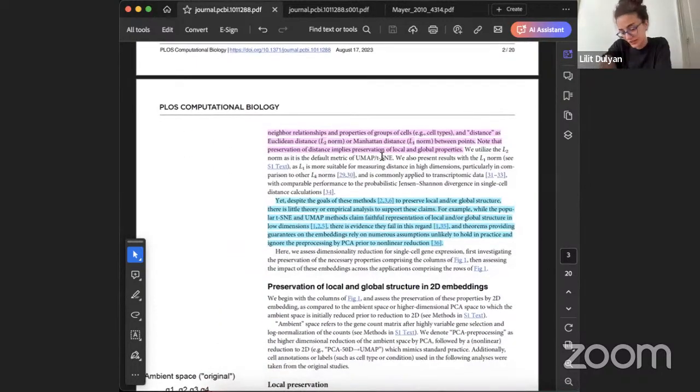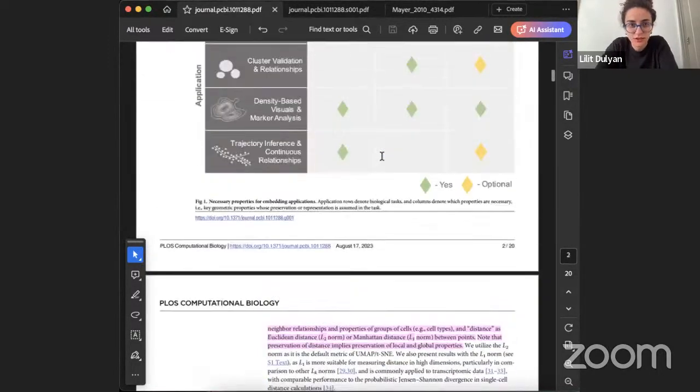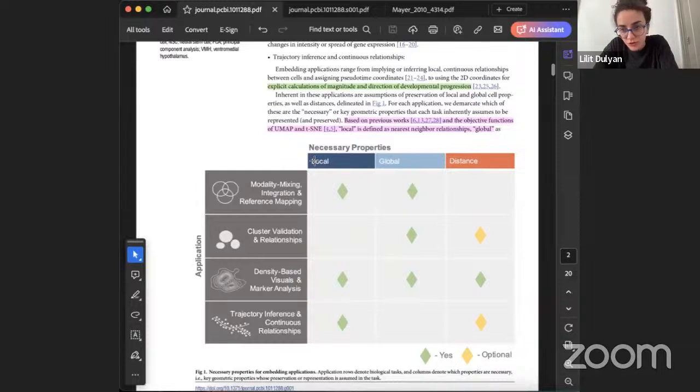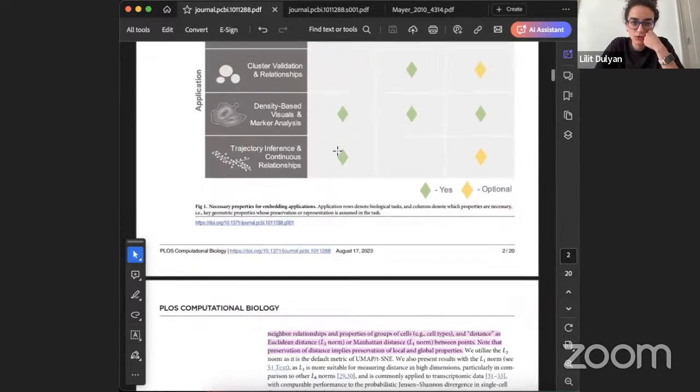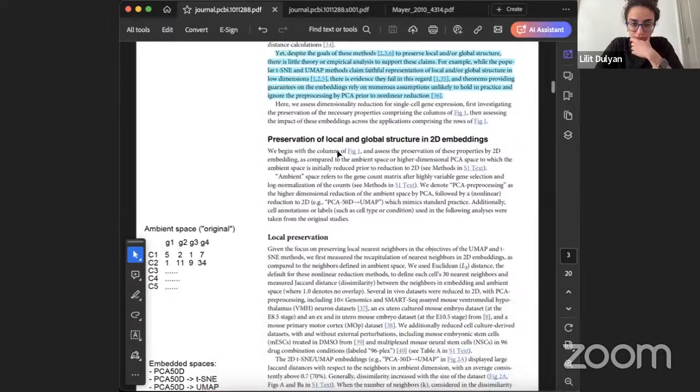So yeah, they said, okay, let's see if these methods preserve, after embedding, local and global structure, and also the absolute distance between two cells. So let's go with the local structure.